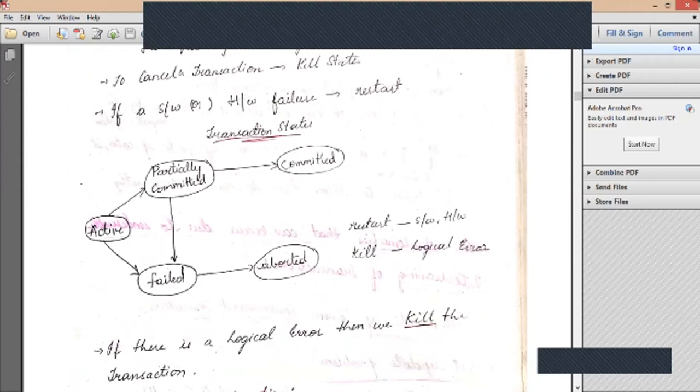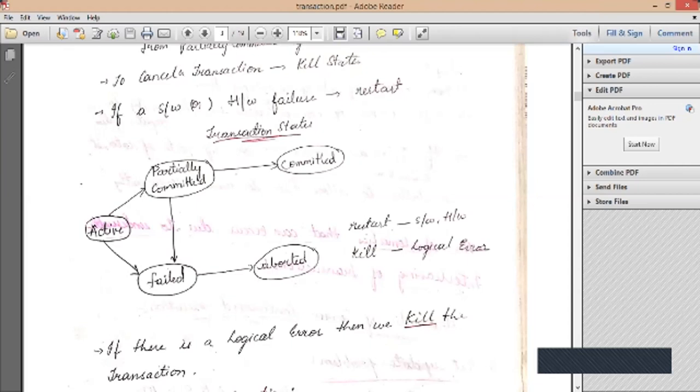Okay, next is the abort state. Now, what do we mean by abort? Aborting is nothing but some hardware or software issue in a transaction while executing, or suddenly the system has lost its connectivity, or a system hardware failure. In such cases, the particular transaction is aborted.